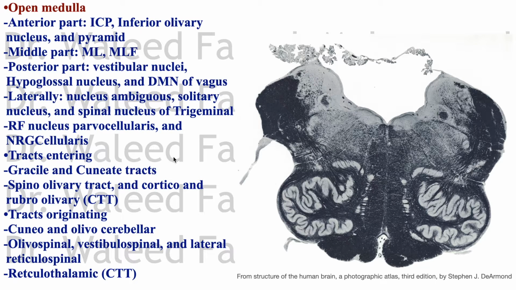Also, the tracts entering the medulla are the gracile and cuneate tracts, the spino-olivary tract, and cortico- and rubro-olivary tracts. They form together the central tegmental tract, on their way to the olivary nucleus, the one you see here. And tracts originating like the cuneo- and olivocerebellar tracts, the olivospinal, vestibulospinal, and lateral reticulospinal tracts, and the reticulothalamic tract, which is the central tegmental tract, or the CTT.